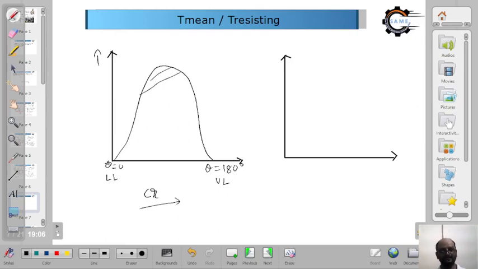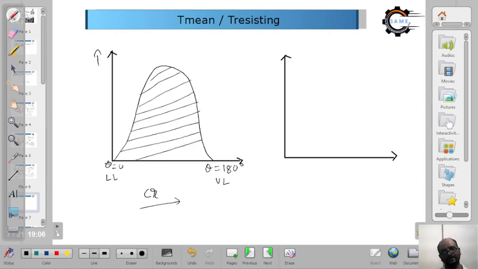Okay, see, this is how the T mean and T resisting are. The area under this indicates the energy available. At theta equal to 0 we are not getting any energy, and at theta 180 also we are not getting energy. But T maximum energy is obtained when the crank angle is 90 degrees with the line of reciprocation, right?